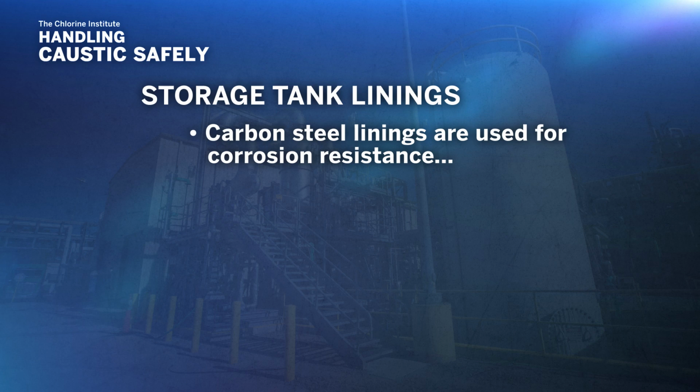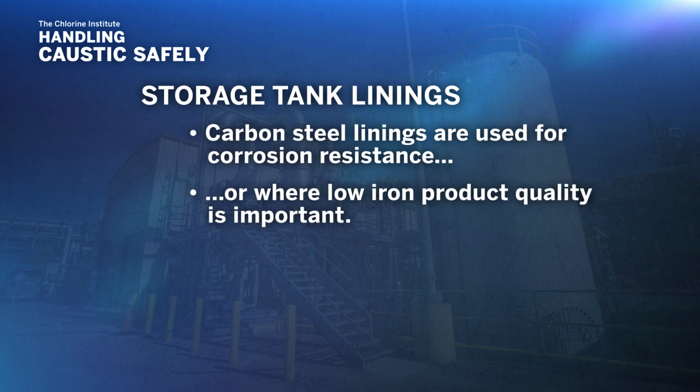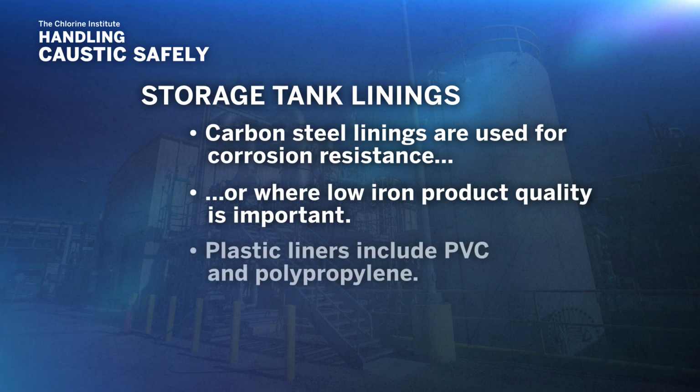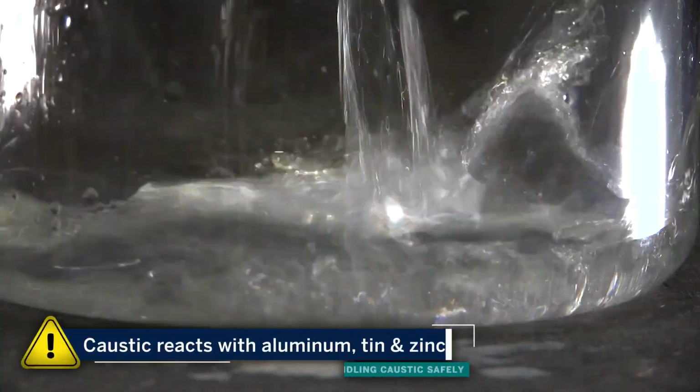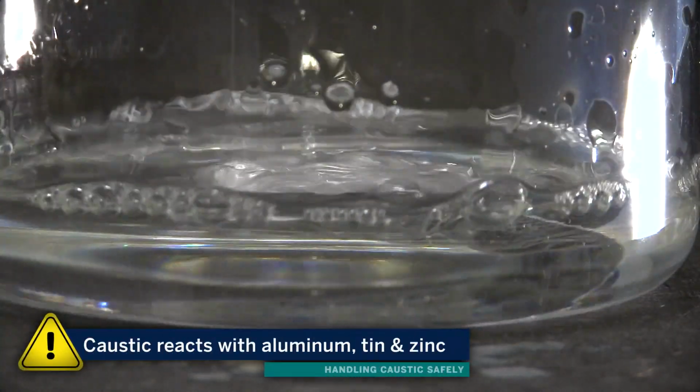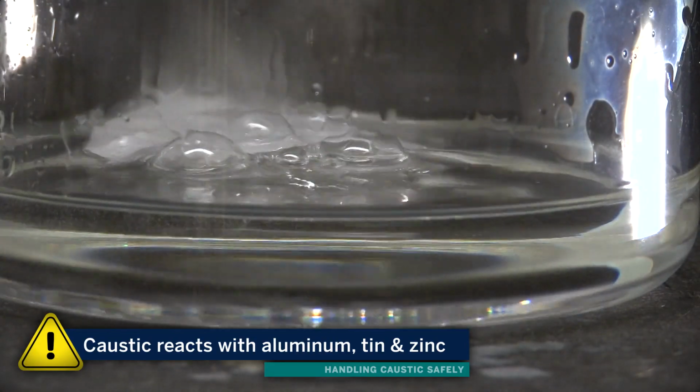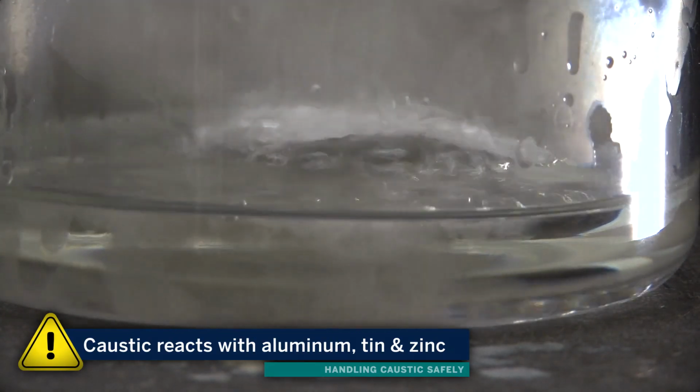Carbon steel storage tank linings are used for corrosion resistance or where low iron product quality is important. Linings used include plastics like PVC and polypropylene. Rubber linings and epoxy coating systems are also used. Caustic is highly reactive with some metals, including aluminum, tin, and zinc, while also generating flammable hydrogen gas.